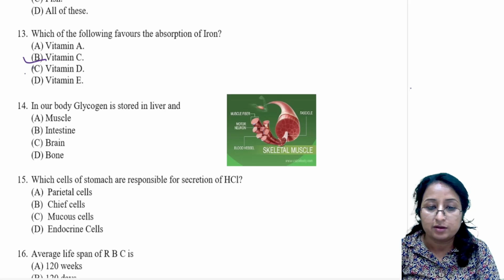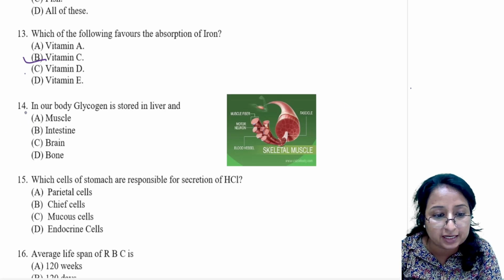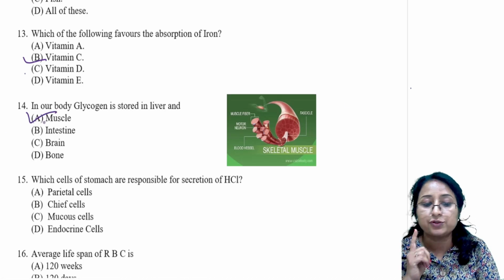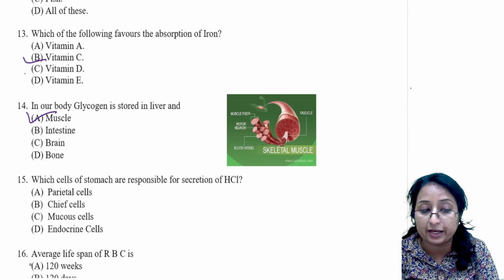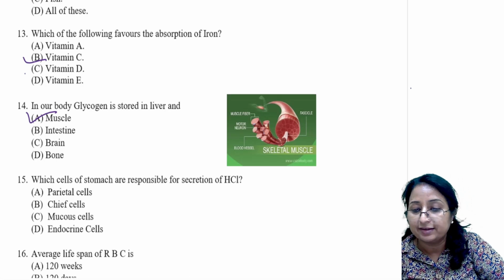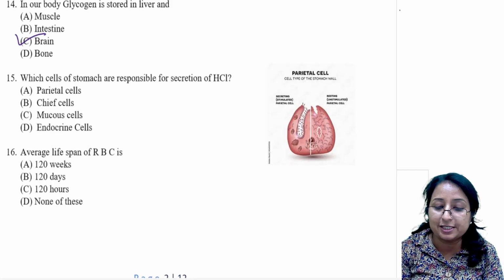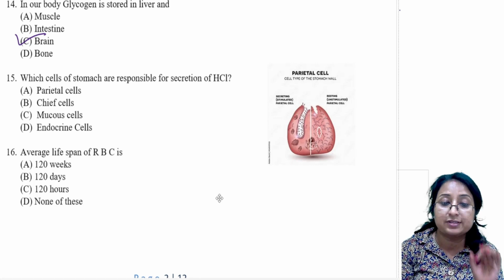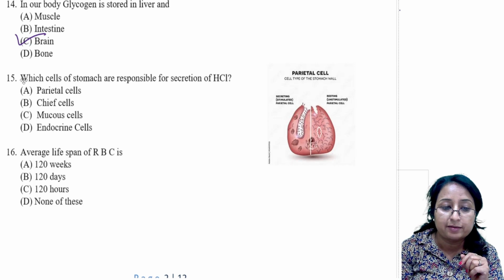Okay, next question. One second, I'm just going to tick the right answer. Which cells of the stomach are responsible for secretion of HCl? Parietal cells, chief cells, mucus cells, or endocrine cells? So what would be the right answer? Try yourself first. Okay, yes, the answer is parietal cells, because they are responsible for secretion of HCl. Okay, parietal cell.